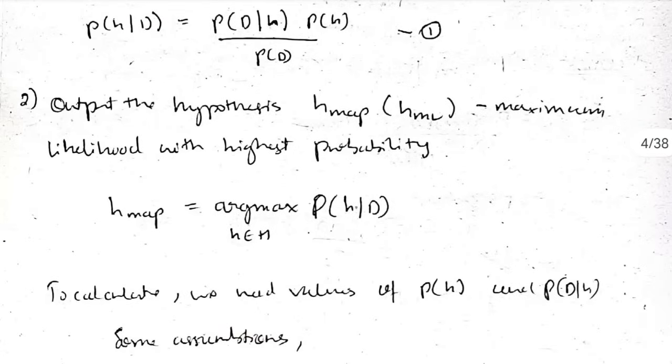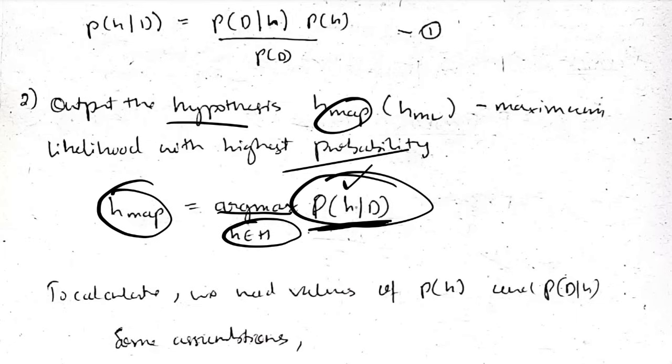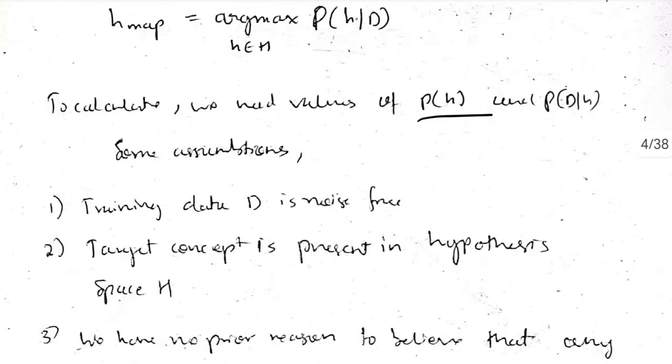Then we will be writing: output the hypothesis h_MAP, which is the maximum a posteriori, the one with the highest probability. h_MAP is equal to argmax over h belonging to capital H, which is the most probable one, the maximum likelihood that we will be outputting. To calculate this we need the values of P(h) and P(D|h).